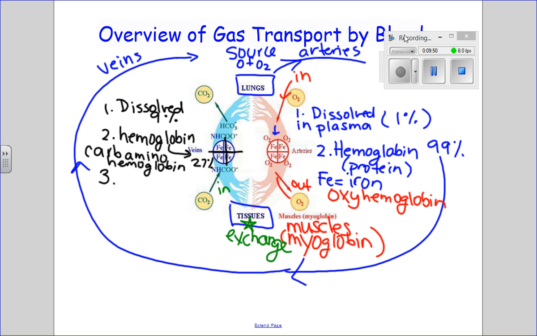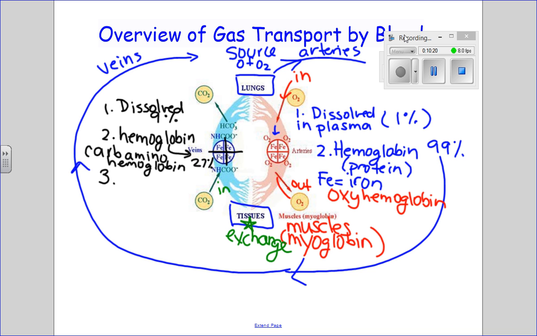Now you'll also notice if you look at the picture, I didn't write CO2 next to hemoglobin. I wrote NHCOO negative. That's because for carbon dioxide to be transported by hemoglobin, it needs to change form. I'm not going to ask you to memorize the details of that, but just to recognize it's not officially CO2 anymore. The third way is where I'll show you an example of how carbon dioxide changes.